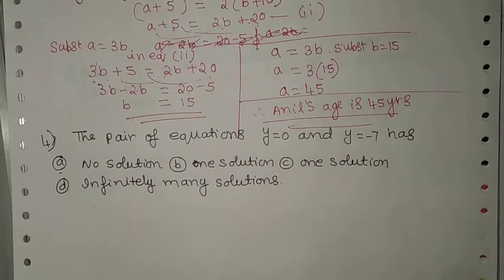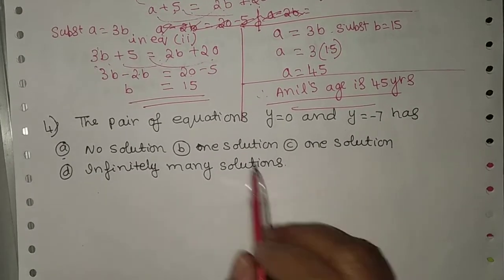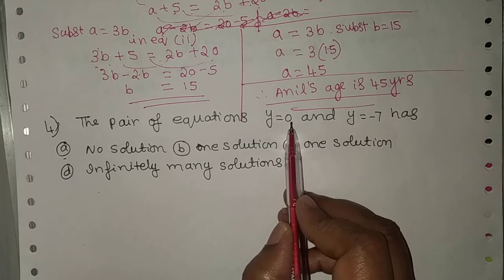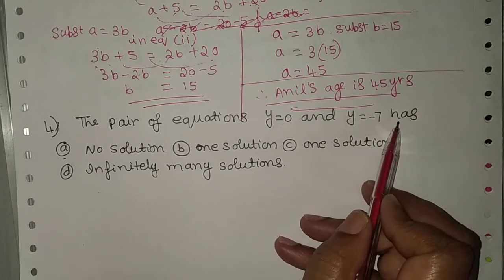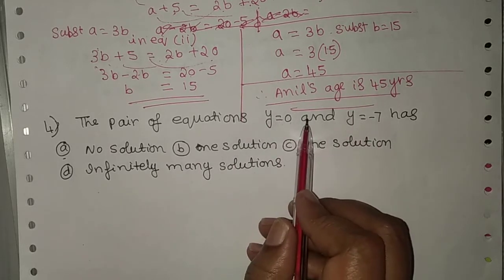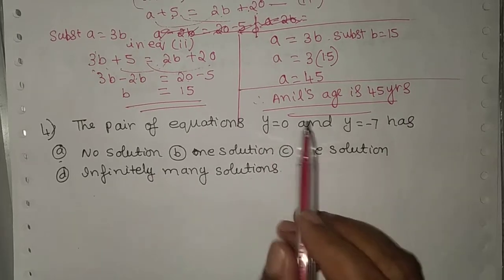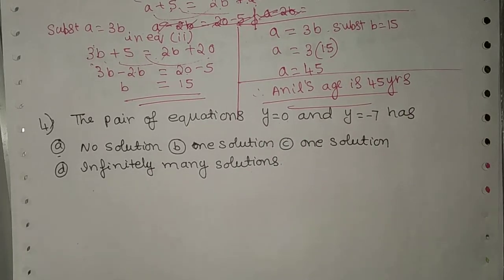So we go on to the next question, that is the pair of equations y is equal to 0 and y is equal to minus 7 have. So y is equal to 0 and y is equal to minus 7 as. So there are 4 options. So we have to find out the correct answer here.